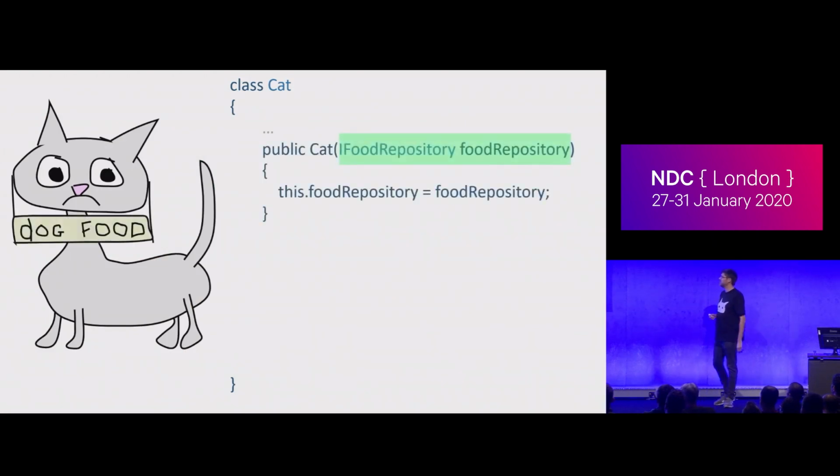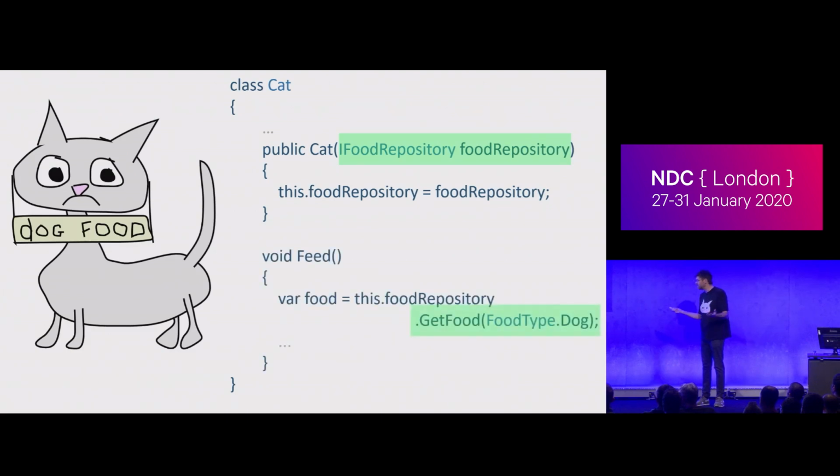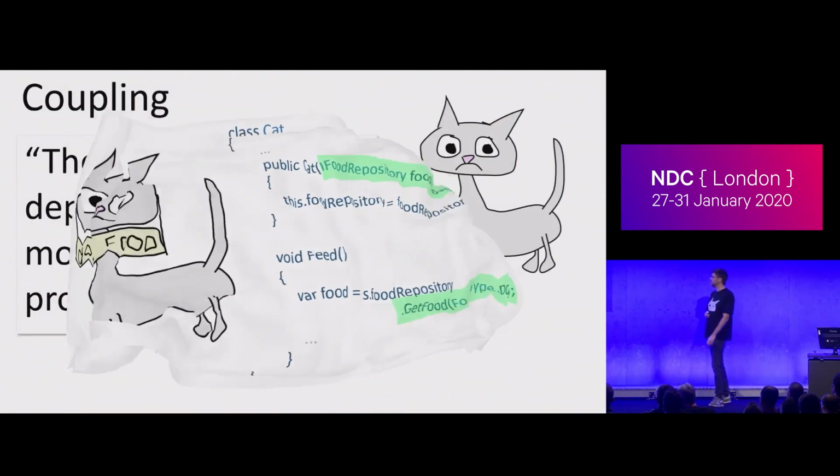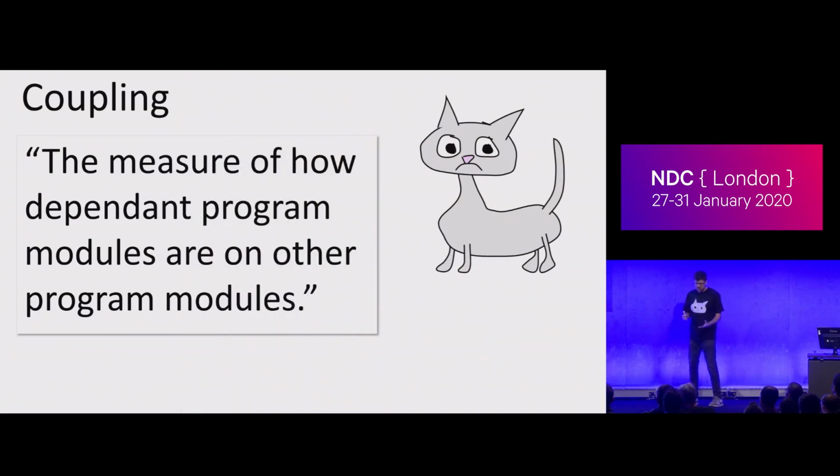One of the things where we've gone wrong is that we've taken a dependency straight on that food repository. So we've coupled cat very much to that food repository. And as we know, we coupled it to the dog food. There's no other way of feeding the cat anything else. It's got to come from that food repository, and it's all quite coupled. Coupling is the measure of how dependent one program module is on another. And there's another side to the coin as well.